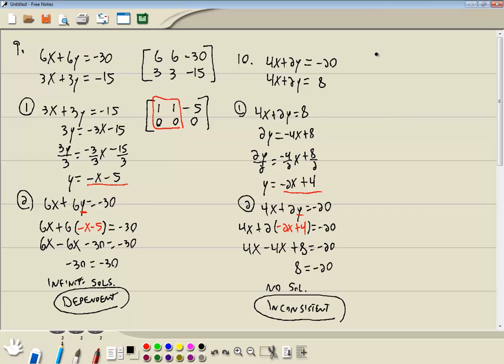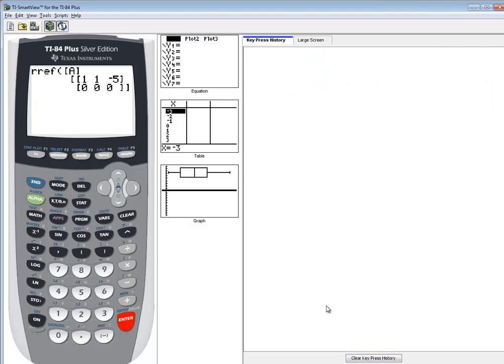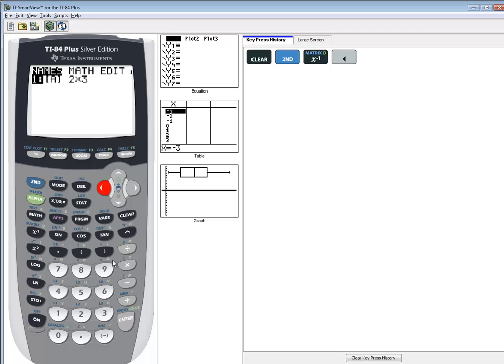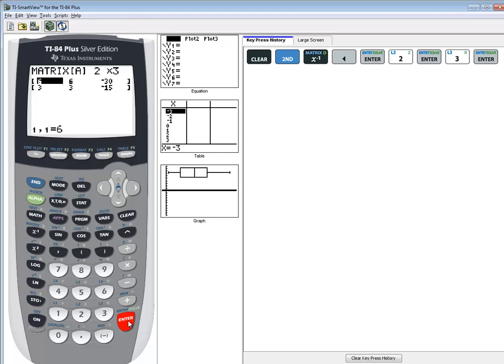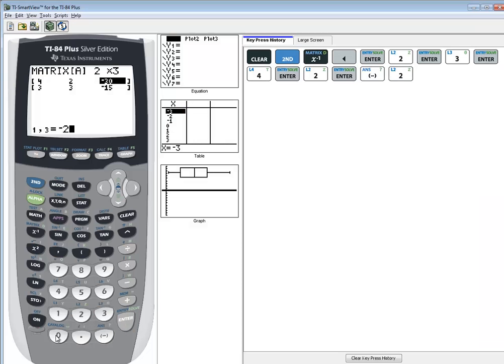Now let's plug this in the calculator and see what we get. So I got 4, 2, negative 20, 4, 2, and 8. It's a 2 by 3, rows by columns again. So go to our calculator. We'll do second x to negative 1. Go over to edit, enter on A. 2 by 3, so do 2 enter, 3 enter. And we got 4, 2, negative 20. And then we got 4, 2, and 8.